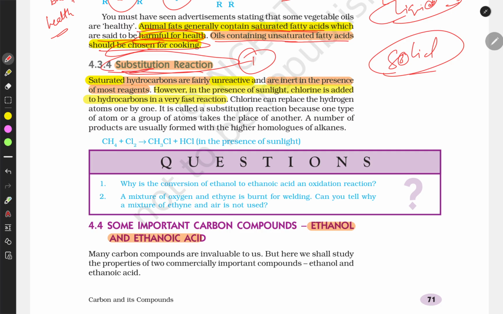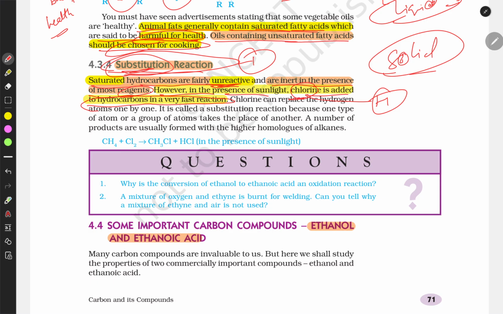So it is going to be substitution. The hydrogen can be substituted by some other atoms. So let's study this. Saturated hydrocarbons are fairly unreactive. They are highly unreactive and are inert in the presence of most reagents. However, in the presence of sunlight, chlorine is added to the hydrocarbon in a very fast reaction. So if chlorine is adding, it is replacing the hydrogen atom. Only then can the valency be satisfied.